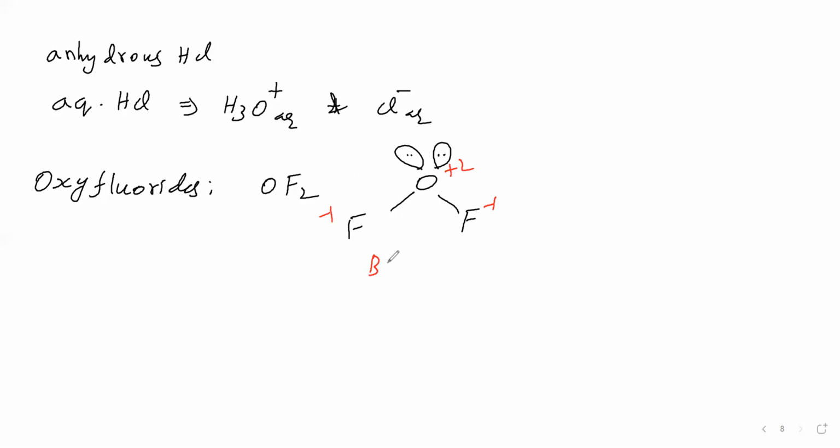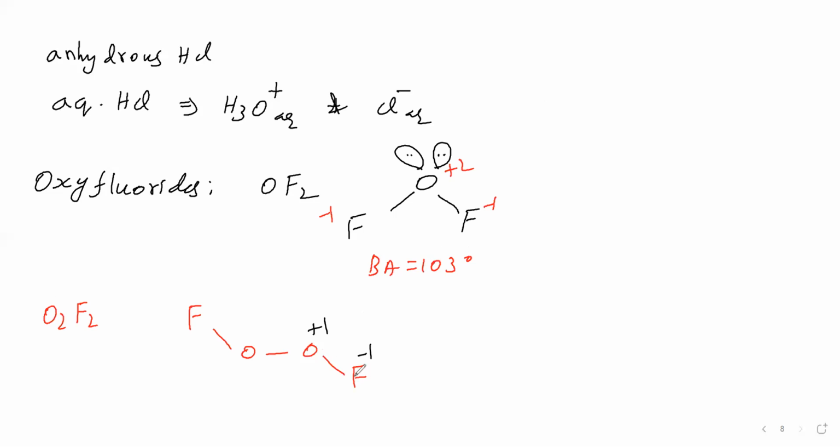Here the bond angle is how much? It is 103 degrees. Next we will take O2F2. O2F2 we can write like this. Here the oxygen oxidation number is +1, fluorine is -1.